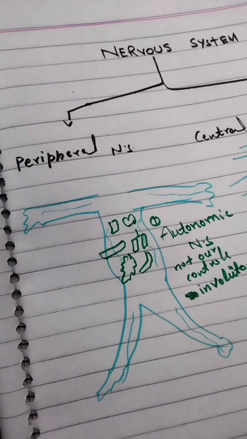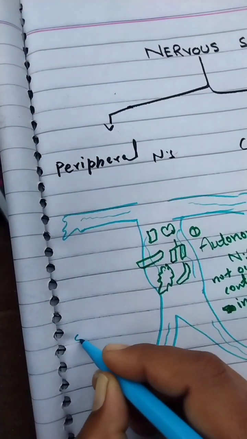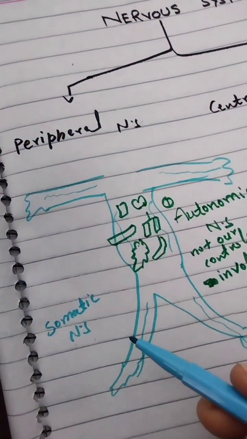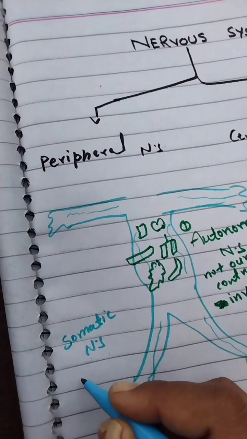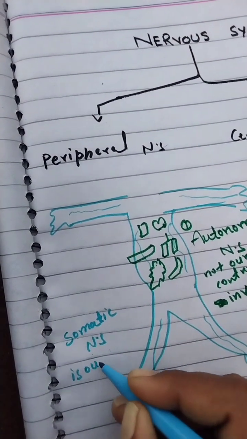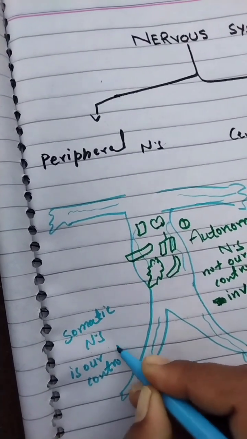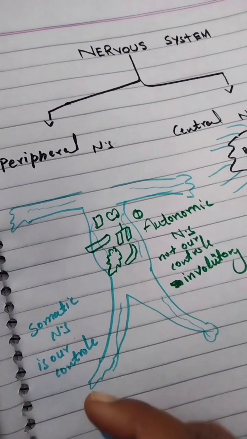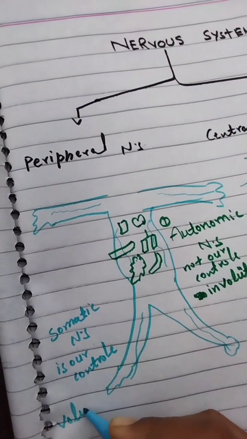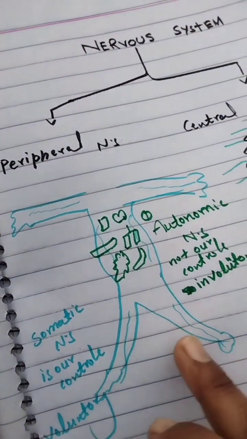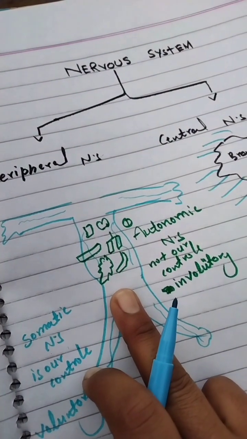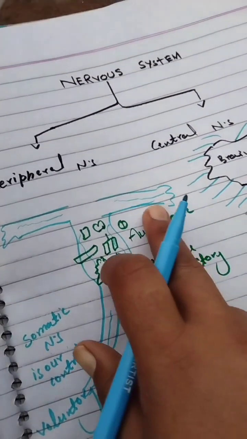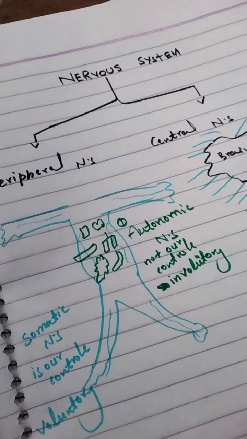The second type of the peripheral nervous system is the somatic nervous system. The somatic nervous system is in our control, which means it is voluntary. The somatic nervous system consists of our legs nerves, feet nerves, arms nerves and hand nerves.